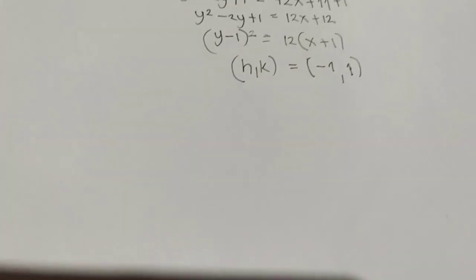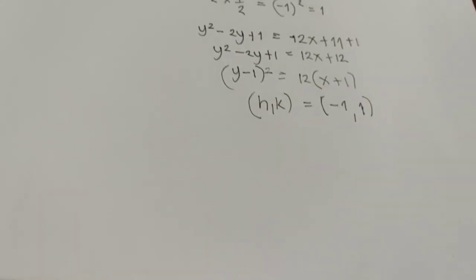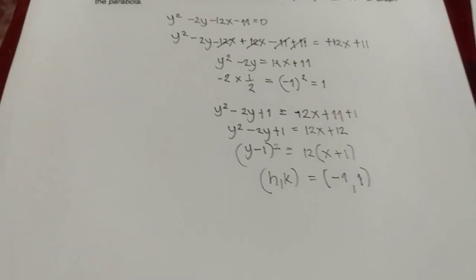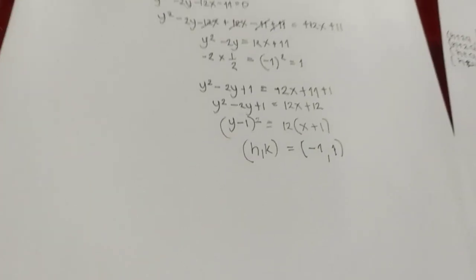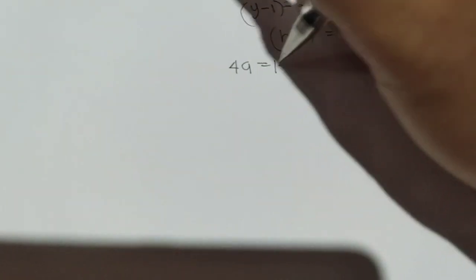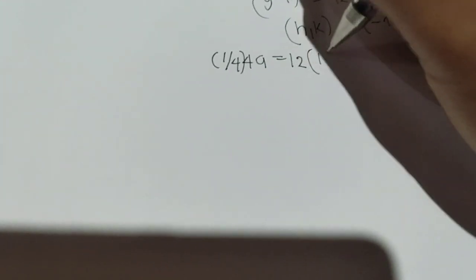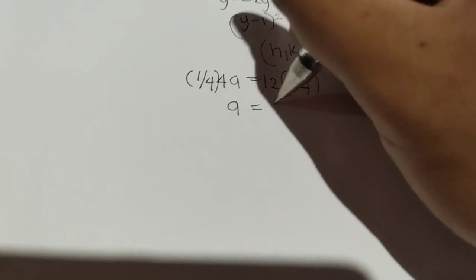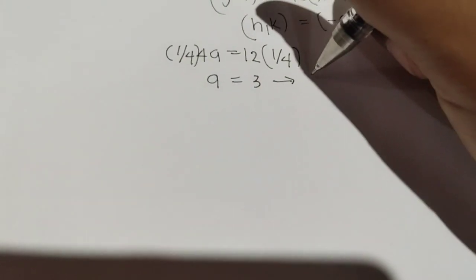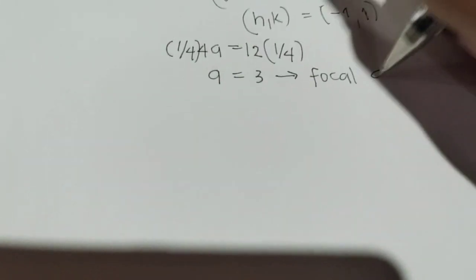Next, after finding the vertex of the parabola, we need to find the focal distance a of the parabola. So for the focal distance a of the parabola, 4a is equal to 12. Then multiply 1/4 to both sides of the equation. Then 1/4 times 4a is equal to a, and 12 times 1/4 is 3. Therefore, the focal distance of the parabola is equal to 3.